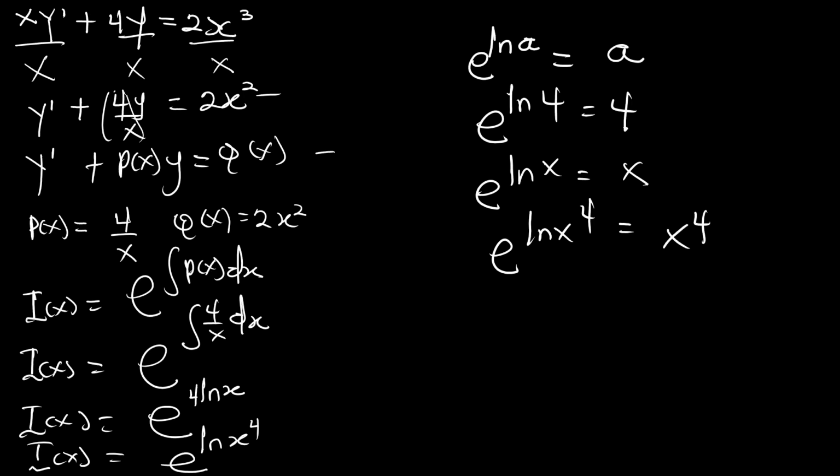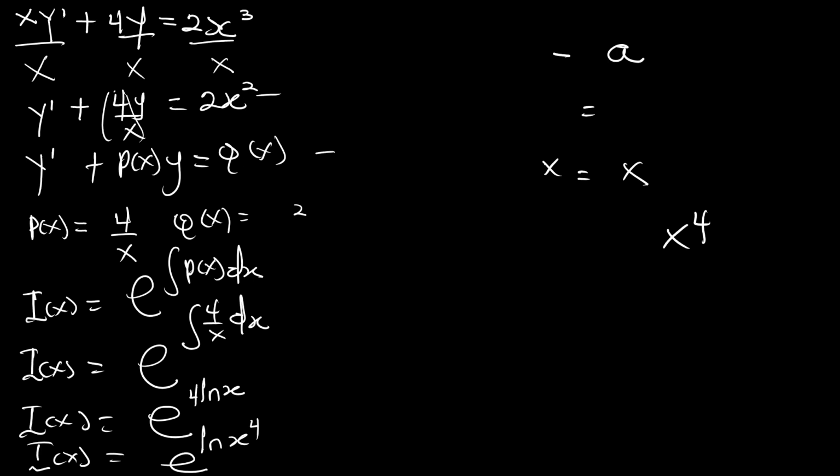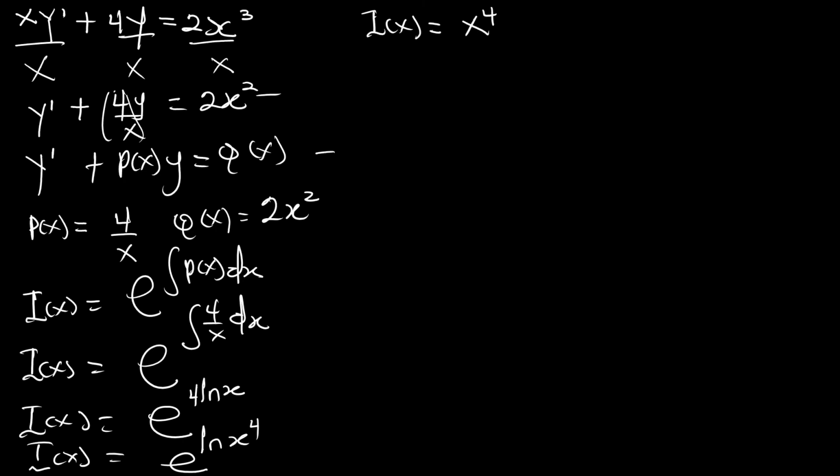So if that is the case, our q of x was 2x squared. Alright, so if that is the case, then we can say e to the power natural log of x to the power 4 can be written as x to the power 4, just like this, right? Okay, now we have our integrating factor.